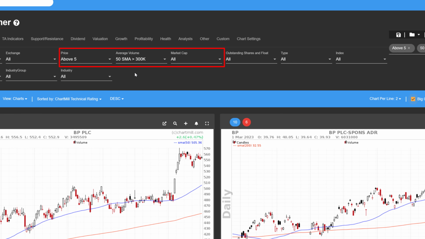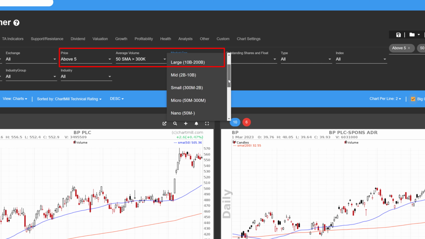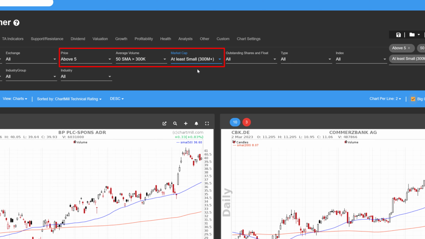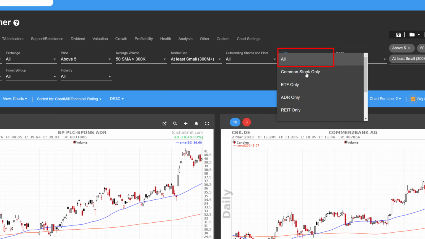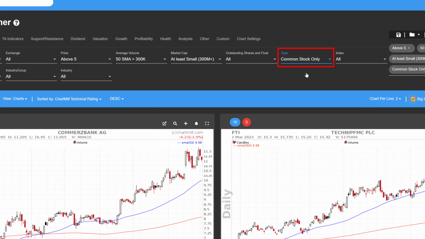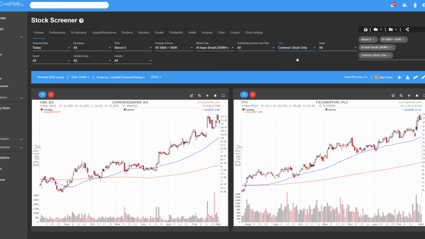Market capitalization, a minimum of 300 million. This allows us to include the more modest companies, but excludes the really small ones. And with the final filter, we would only hold common stocks and exclude ETFs, ADRs and REITs. You can of course adjust this to suit your own needs.